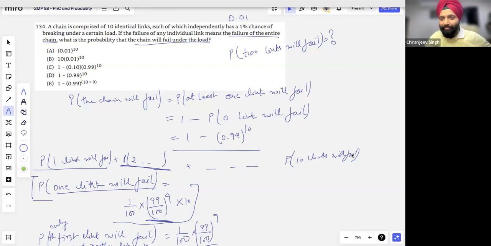Yeah, good. So now you're getting it right. Yeah, the answer will be 10C2. So first you select which two links you would want to fail. And then for that combination, the probability will be two links failing and the remaining 8 links not failing.